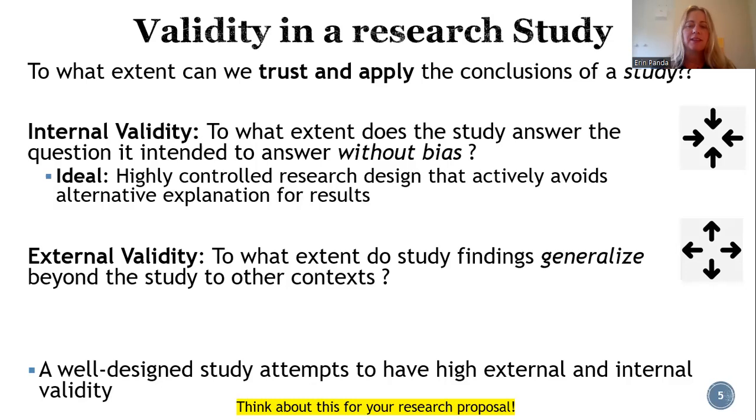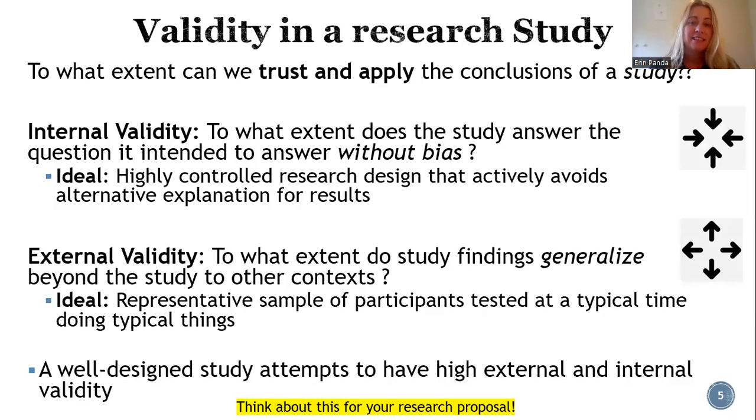External validity is about the extent to which studies generalize beyond the study to other contexts. So you can think external to the study. An ideal study with high external validity would involve a representative sample of participants tested at a typical time and doing typical things. In an ideal world, a well-designed study would try to have as high as possible external and internal validity.